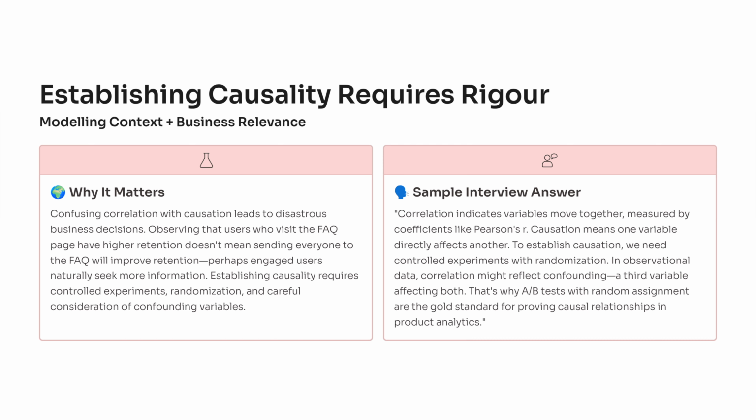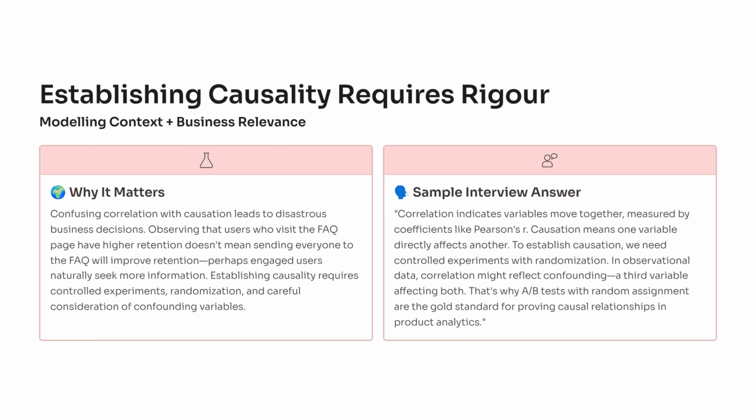For example, you might notice that users who visit your FAQ page have higher retention. You could assume the FAQ page causes retention, but maybe it's the other way around. Engaged users who already love your product are just more likely to look for help when needed. That's why, to prove causation, we rely on experiments. Things like A/B testing or randomized controlled trials. They let us isolate one variable at a time and see if it truly makes a difference.